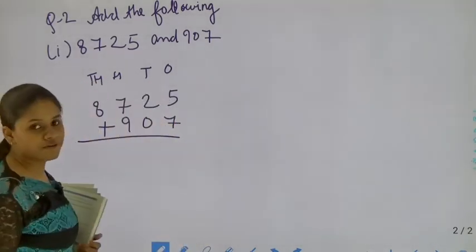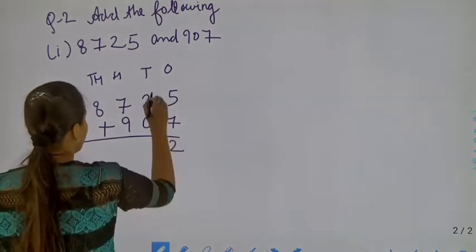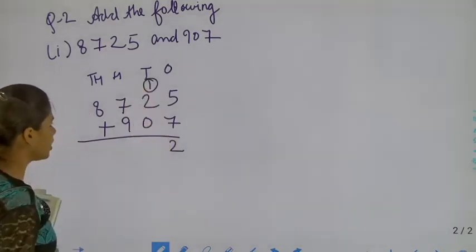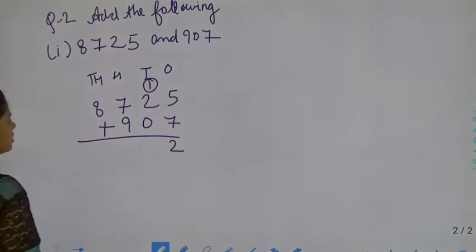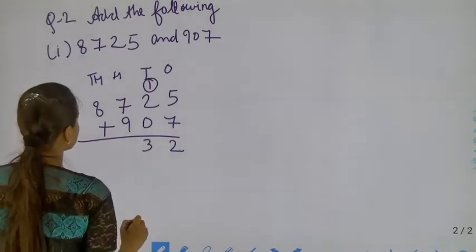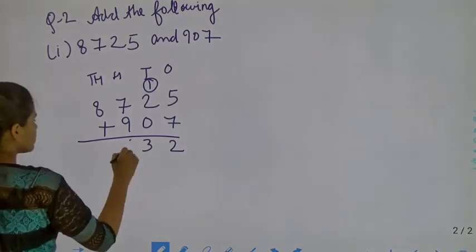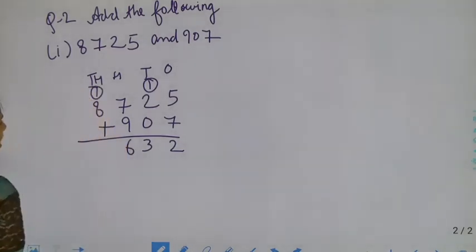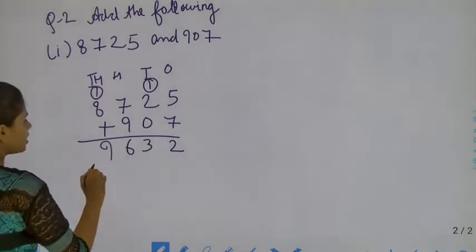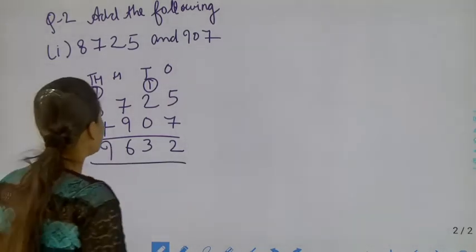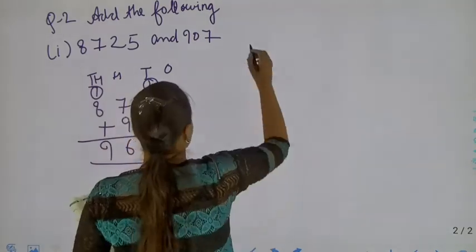7 plus 5, it will be 12. 1 carry over here. 2 plus 1, 3. 9 plus 7, it will be 16. 1 carry over here. Then 8 plus 1, it will be 9. Now move to the next question, that is the second part.